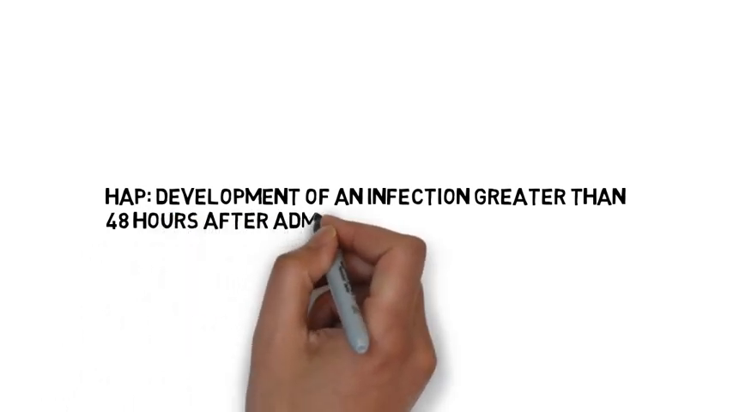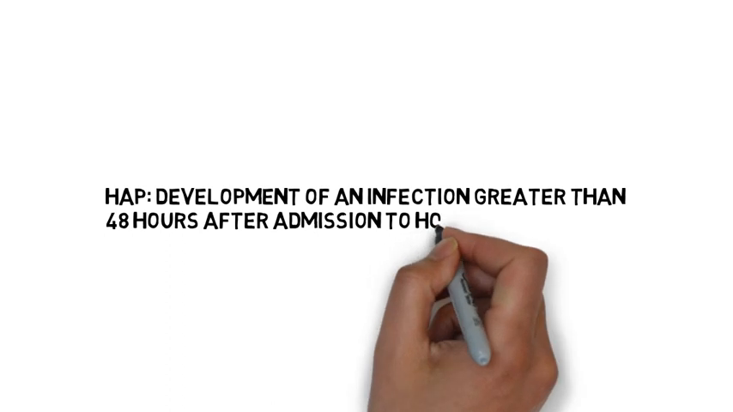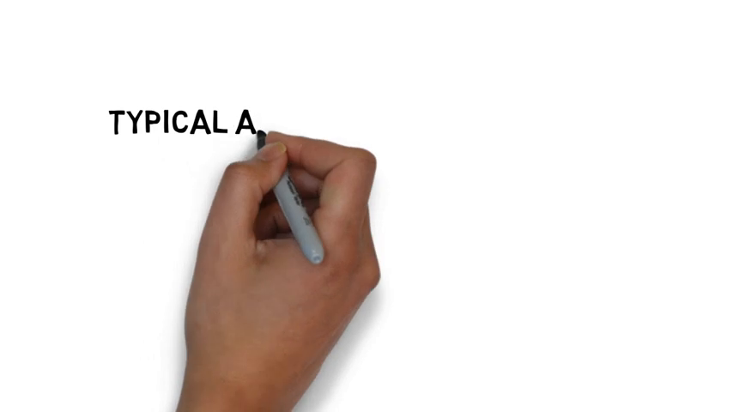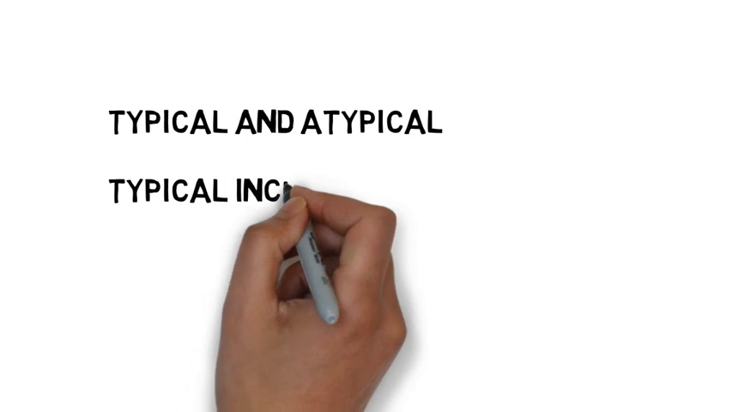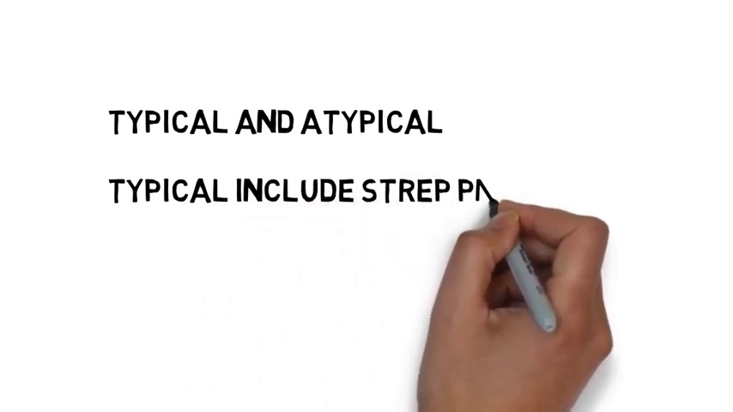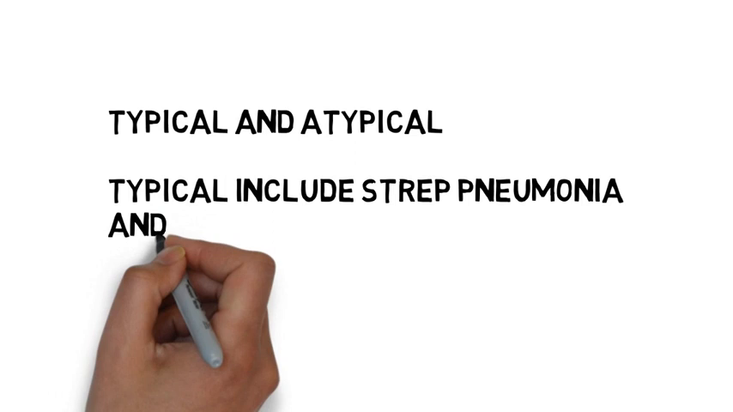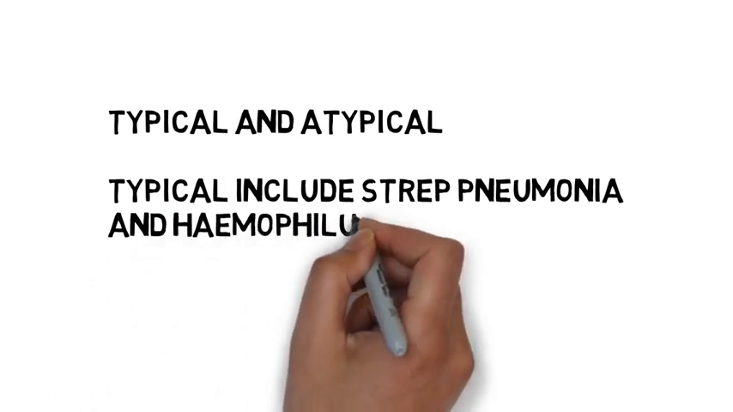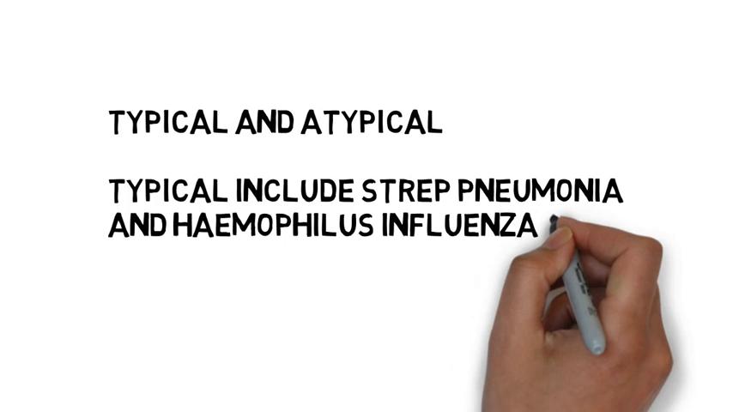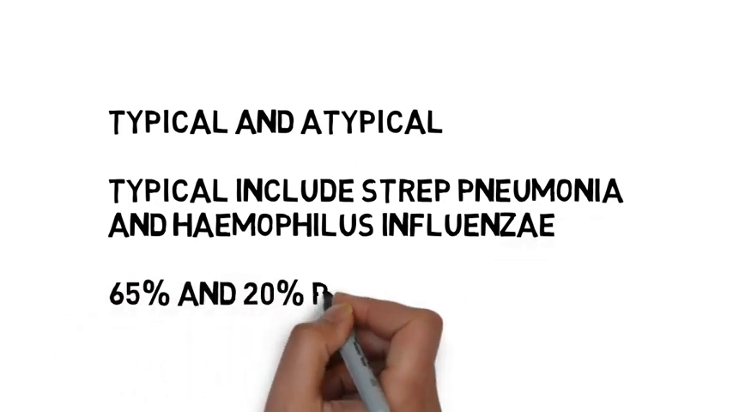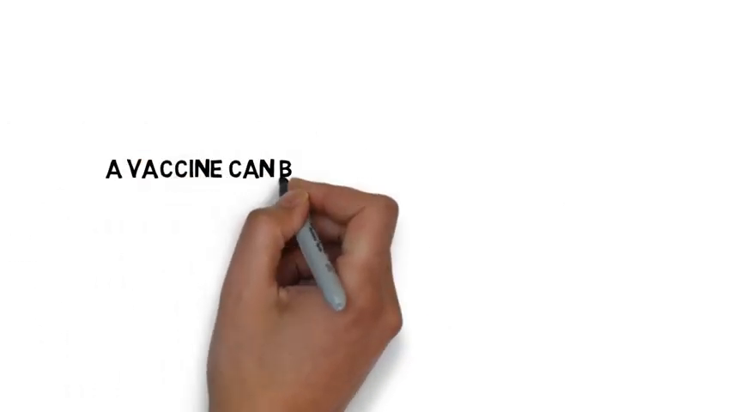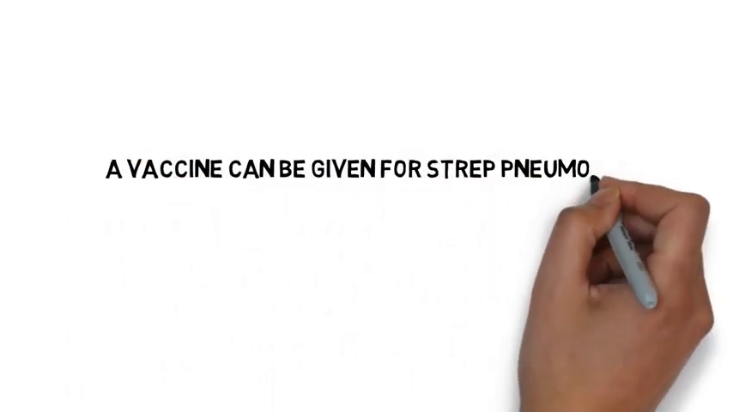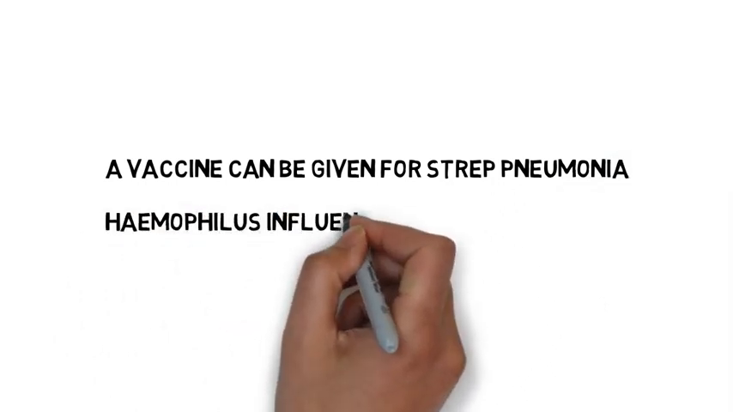There are a lot of different organisms associated with pneumonia. Sometimes the organisms can be divided into typical and atypical, if they are bacterial, that is. Typical pneumonias include Streptococcus pneumoniae and Haemophilus influenzae. These represent 65% and 20% of all causes of pneumonia. A vaccine to Streptococcus pneumoniae is available. Haemophilus influenzae is frequently seen in patients with COPD.